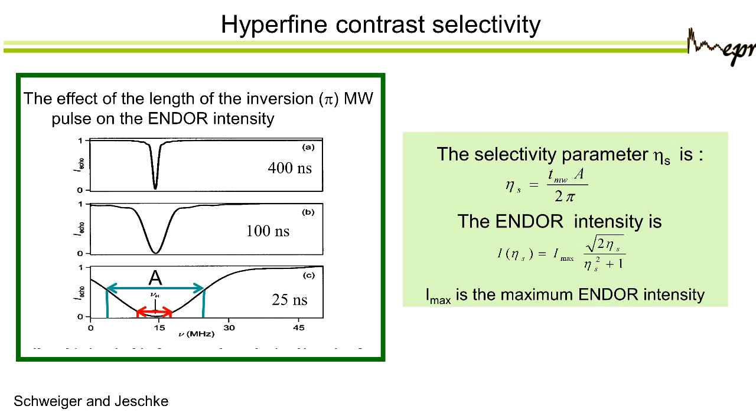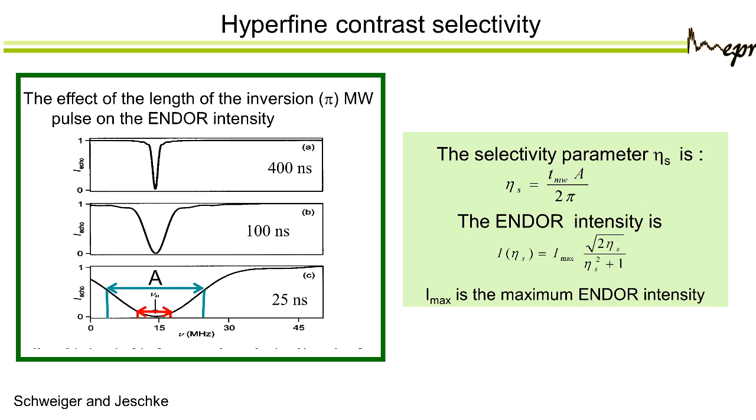And if I go to 25 nanoseconds, you see if I have a coupling of about 2 megahertz that is determined by this red arrow, you see that these lines will be tiny. But if I have a large coupling of about 15 megahertz, then this will be already larger. And this is just an equation here that you can use that gives you the selectivity parameter that gives you the ENDOR intensity relative to the width of the microwave inversion pulse and the hyperfine coupling that you want to see.